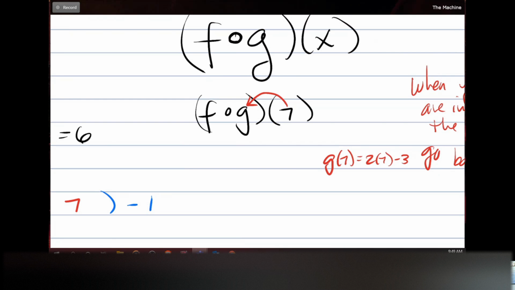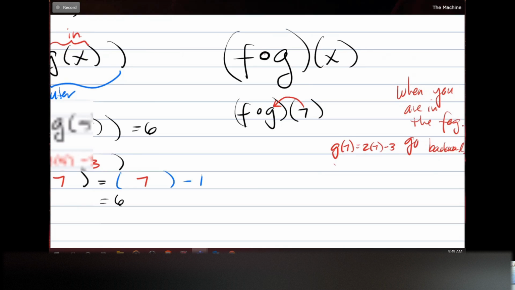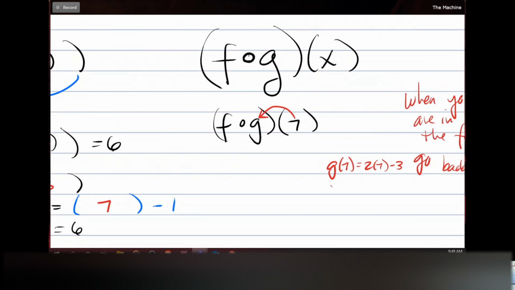11. Okay. So, oh, wait a sec. I don't want to use 7. I want to use 5. I want to show you that you get the same answer. Okay. G of 5. What's g of 5? 7. So now the 7 goes into f. 7 goes into f. So then 7 minus 1, 6. You're going to put 5 into g, get that answer. And then whatever that answer is, you're going to put that into f.